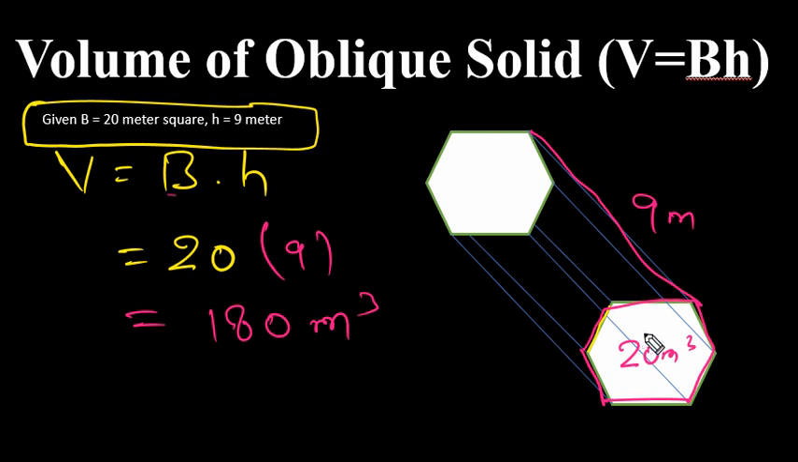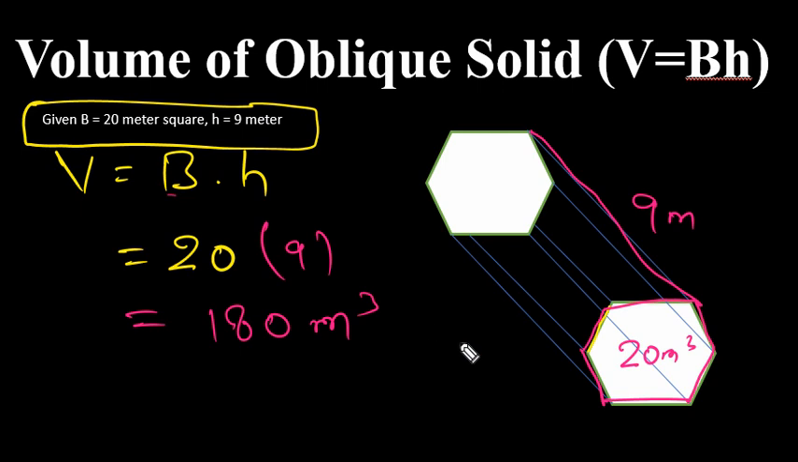But if the base area changes, then the volume will not be this. Okay, so that is called a specific theorem. Okay, and that is called Cavalieri principle.